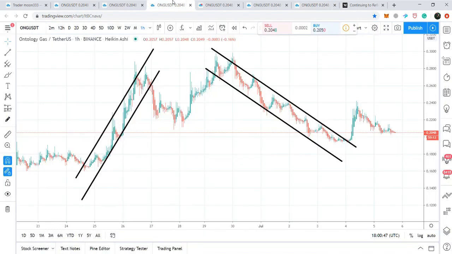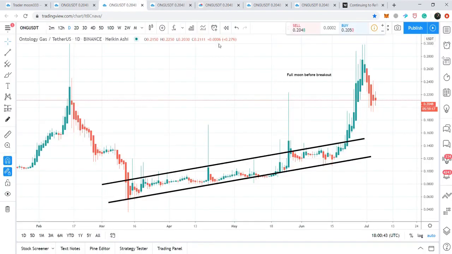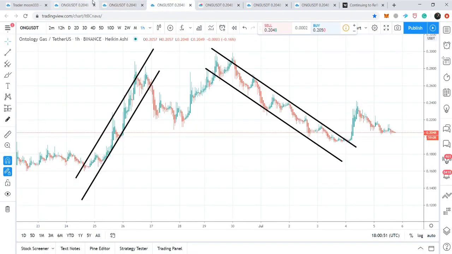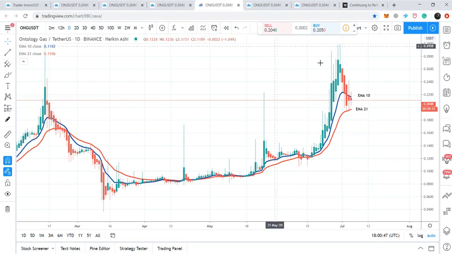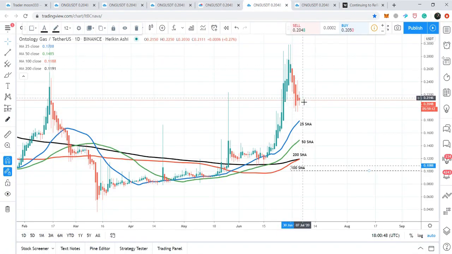It is in the correction mode. For example, at this time it is retesting the exponential moving average 10 as a support, and is likely to use this 25 simple moving average as a support. And I'm expecting that the 25 simple moving average will move a little bit more up, and the price action maybe will hit some more spikes up to this level, up to the 25 simple moving average, somewhere at this level. And after that, the price action will start another bullish move.